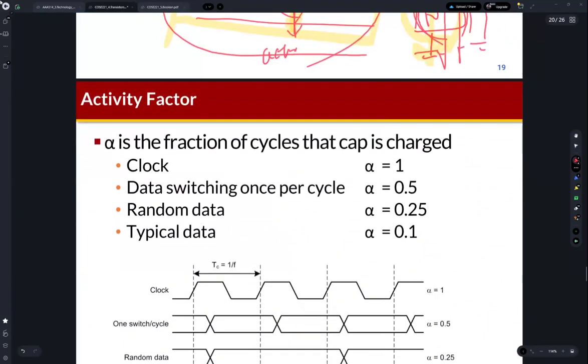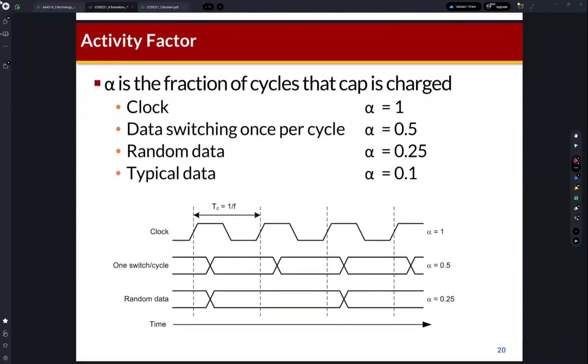Actually, in the previous class I did not explain about the activity factor. So this is an example of activity factor. We did not learn about the clock signal, but the clock signal is a periodic signal. As you can see, in a clock period, the clock signal changes its value from 0 to 1, and then 1 to 0, right? So the activity factor of a clock is 1, and then data switching once per clock.